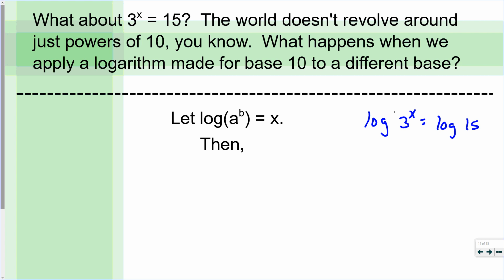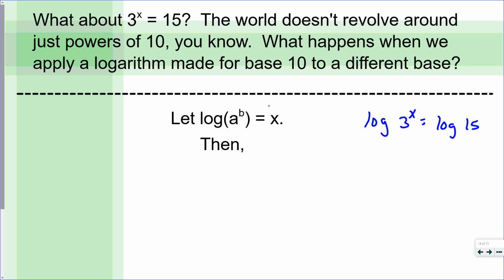This doesn't cancel. I'm stuck, right? Not really. There's a trick to this. We're going to develop the one little piece of theory that I'm going to show you. So let log of a to the b power equal x. I want to know if there's a different way that this can get rewritten. So let log a^b equal x.